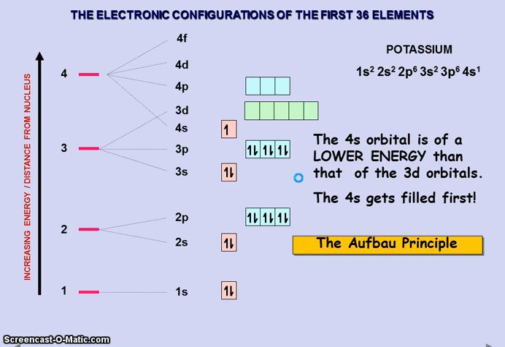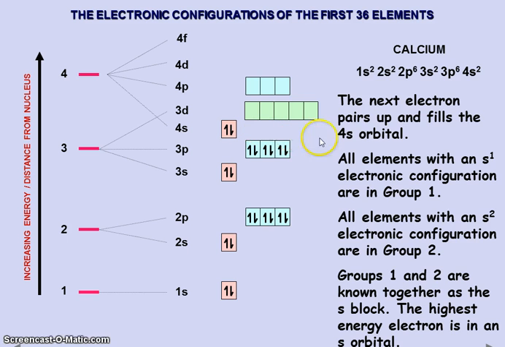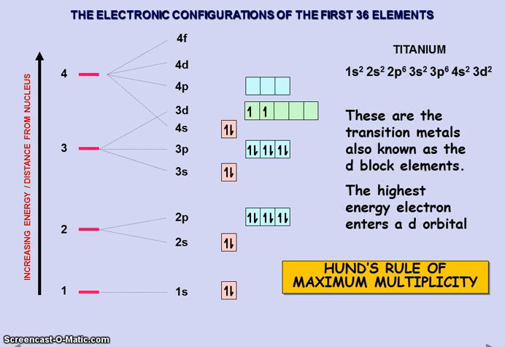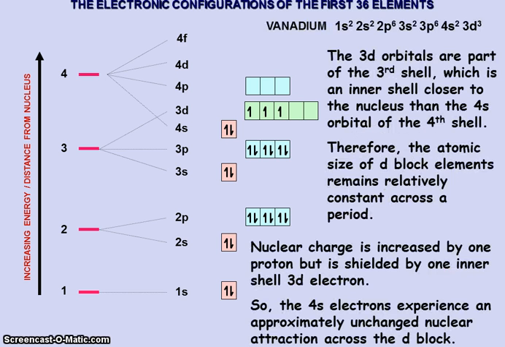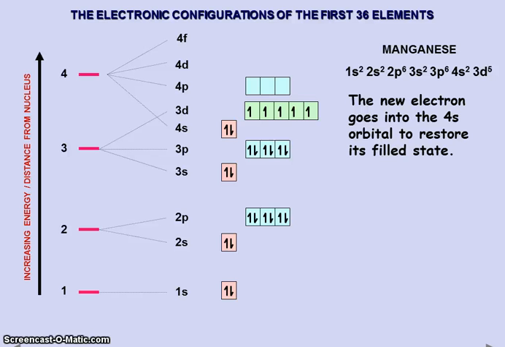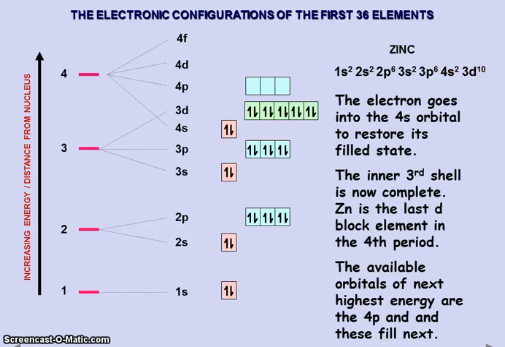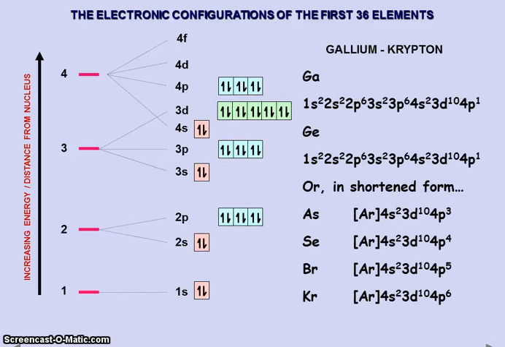Then we get to potassium, and potassium puts its last electron in the 4s orbital, because it's lower in energy than the 3d. Similarly for calcium, it pairs it up, and then when we get to the d block elements, we start filling up the 3d orbitals. That concludes the video for today, and we'll cover different aspects in class. Thank you for listening.